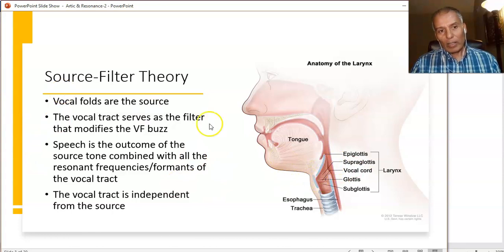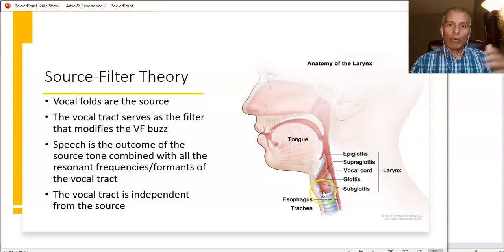We said the source is the buzz that is made by the vocal folds. That buzz, we call it the fundamental frequency. The fundamental frequency is almost fixed for everyone. They have one standard fundamental frequency. Of course, it changes day to day, but your average, you can measure it over several years, and it will be similar. Of course, it will change as you grow older and so on. But that is the fundamental frequency.